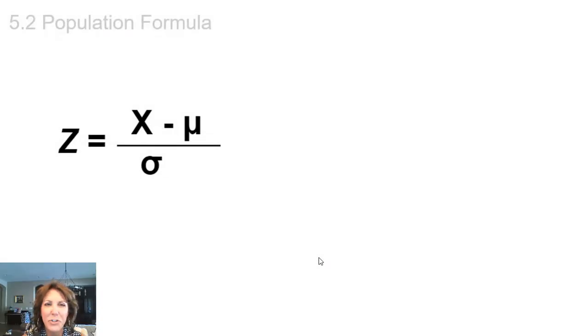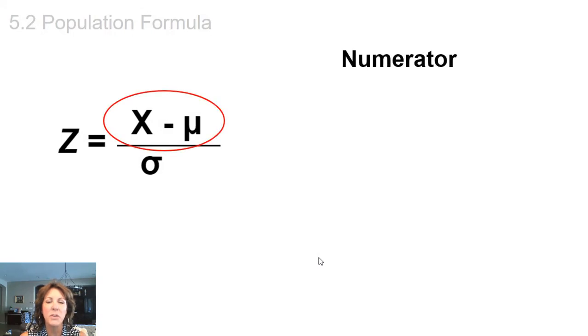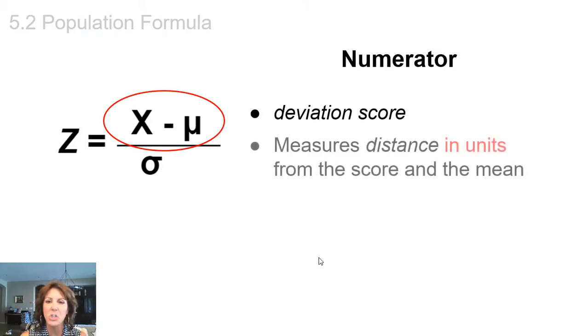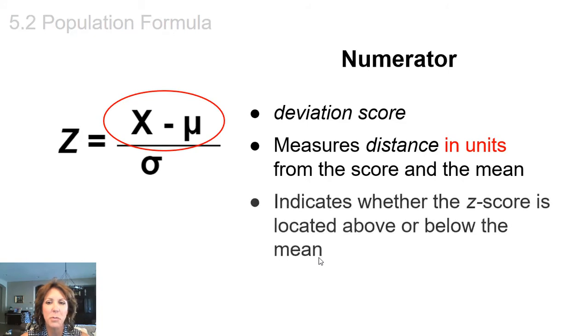Here's the formula for z-score, and it'll look a little bit familiar to you. So in the numerator, we're going to talk about that first. We basically have a deviation score. So we take the score that we're interested in and we subtract the mean. That is the numerator of the z-score. It's a deviation score. It measures the distance in units from the score and the mean. So how far away is the score from the mean?